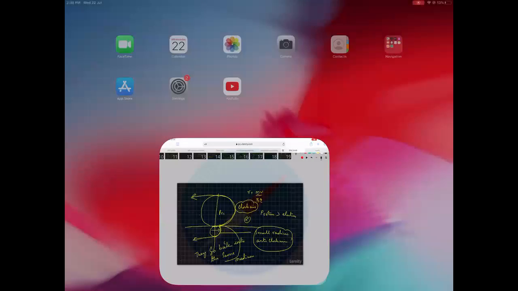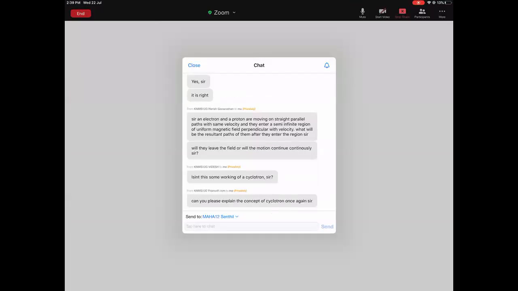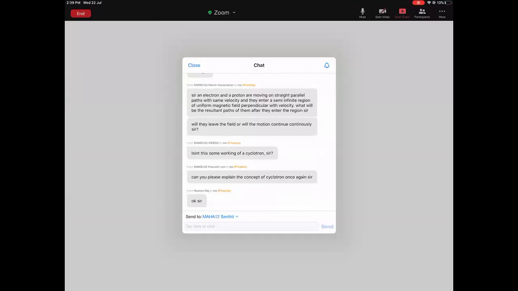Isn't this some working of a cyclotron? Yeah, it is. Same working, yeah. Cyclotron they have removed from your syllabus, okay, Pramod, so don't worry about it. So no cyclotron for you guys.